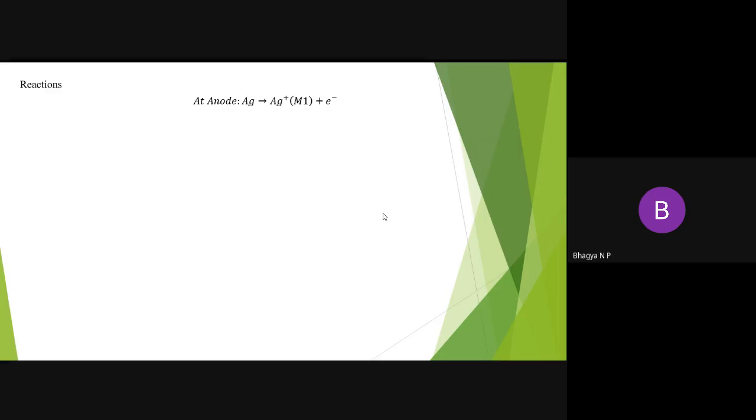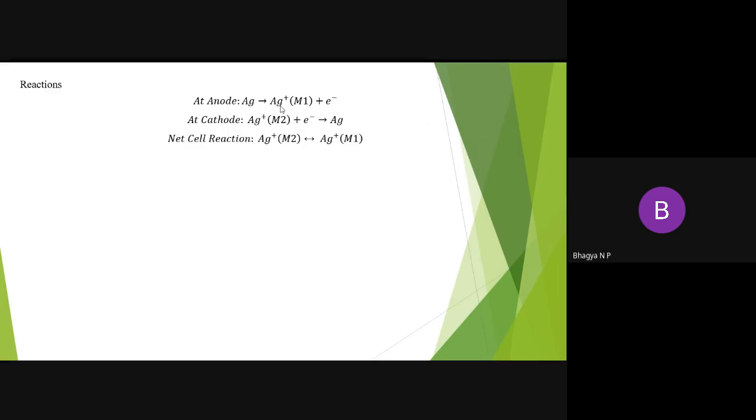First we'll consider the anode reaction. Anode reaction means oxidation. So the anode reaction is Ag gives rise to Ag+ of concentration M1, plus one electron is liberated. At the cathode, again, a reduction takes place. Silver ions of M2 concentration accept an electron and give rise to silver. Then what is the overall reaction? The overall reaction is Ag+ (M2) gives rise to Ag+ (M1). So this is the overall reaction.